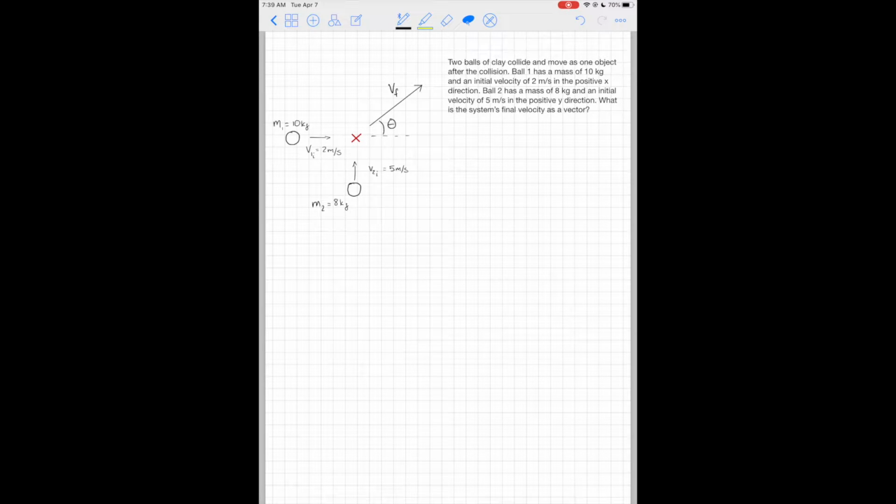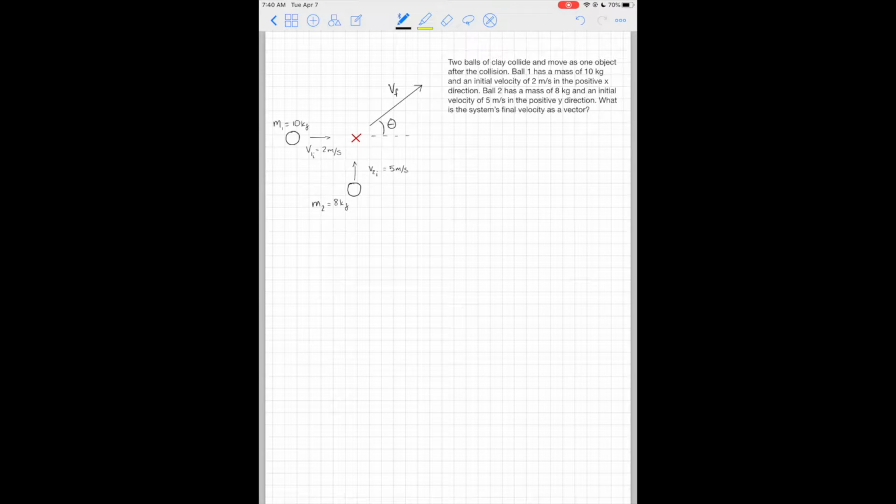We're going to change that in chapter 12, but I wanted to work an example that looks at conserving momentum in two dimensions, in both directions, x and y. So we're going to be able to do this by looking at a perfectly inelastic collision. We have two balls of clay that are colliding and moving as one object after the collision.